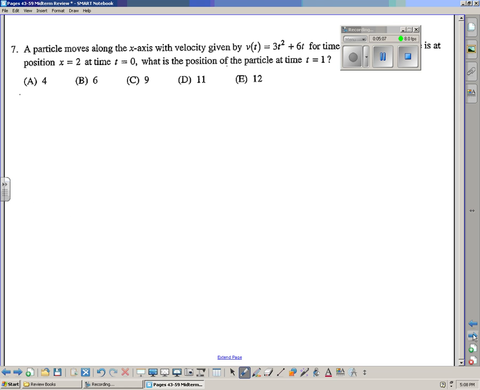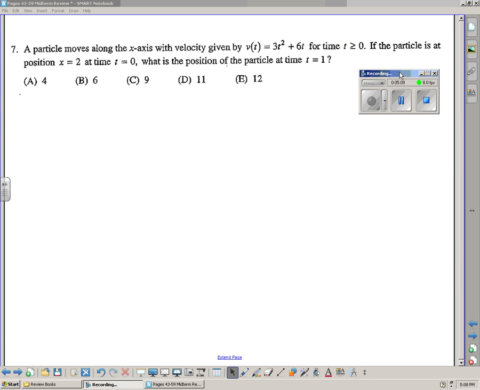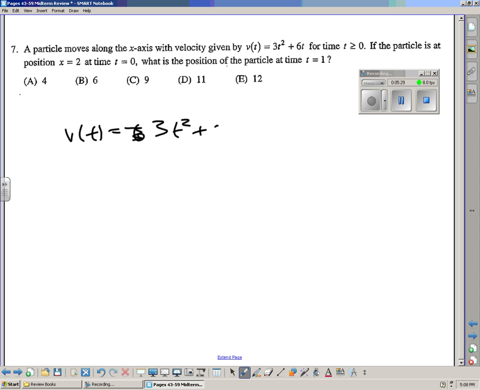Number 7 says a particle moves along the x-axis with a velocity given by that function for time t greater than or equal to 0. If the particle is at position x equals 2 at time t equals 0, what is the position of the particle when time is 1? So we have the velocity is 3t squared plus 6t.